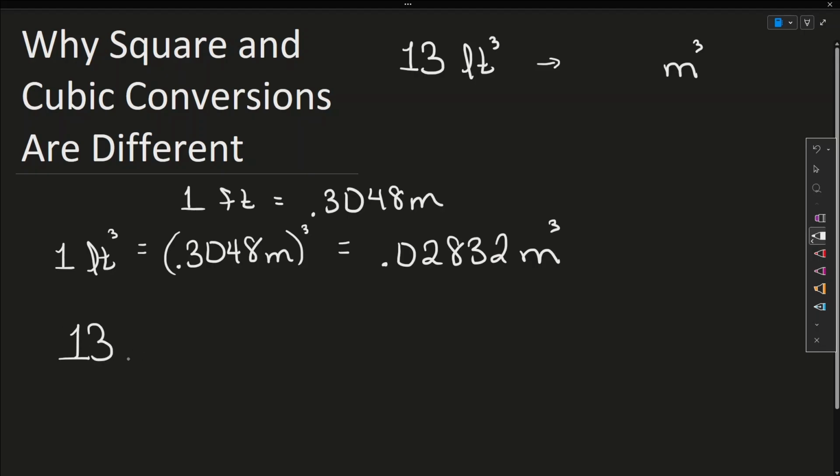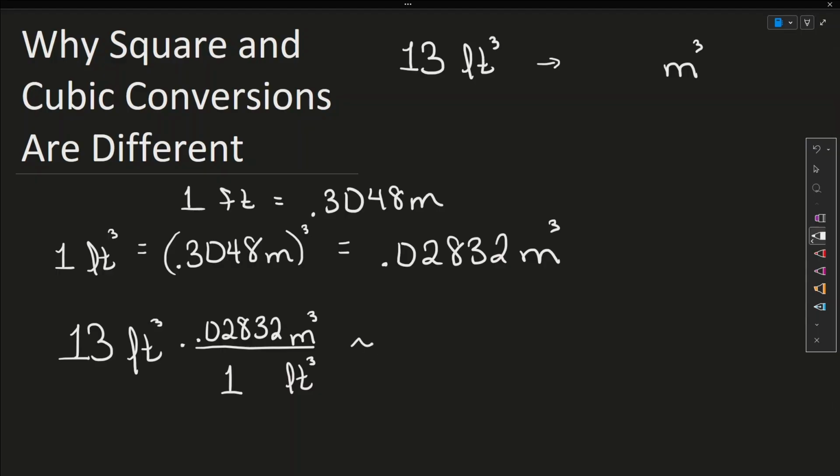We then have 13 cubic feet. We want our feet unit to cancel, so that goes on the denominator, whereas cubic meters goes on the top. 1 cubic foot is 0.02832 cubic meters. When we multiply this, we get about 0.368 cubic meters. This is such an important idea. Length conversions use the factor once. Area conversions use the factor squared. Volume conversions use the factor cubed.